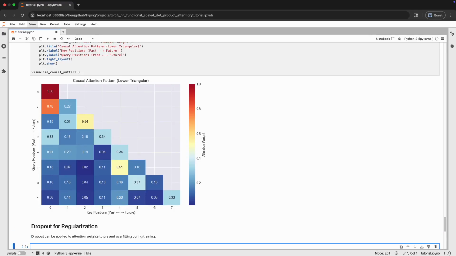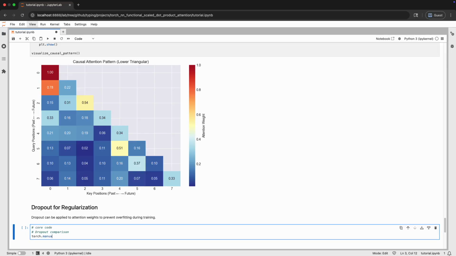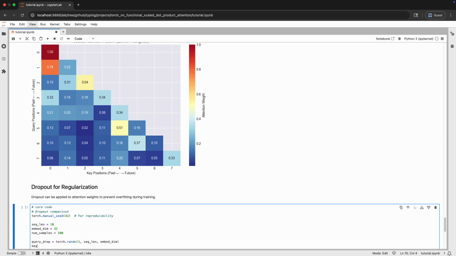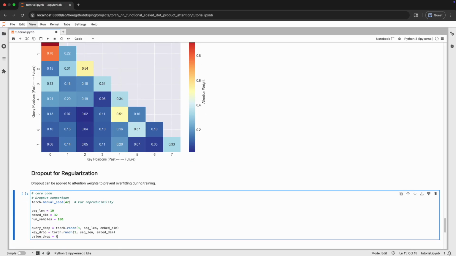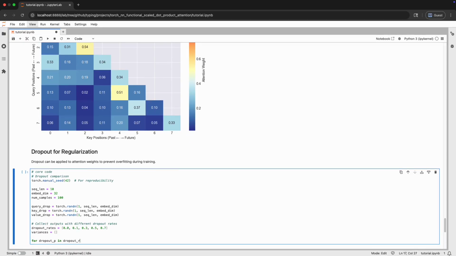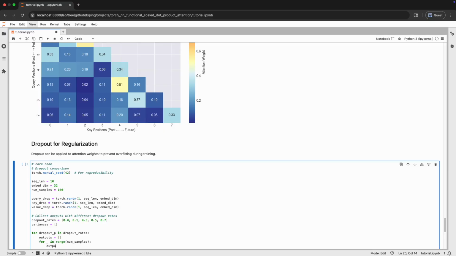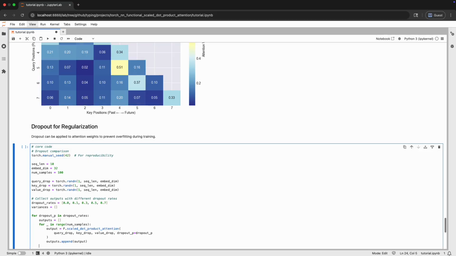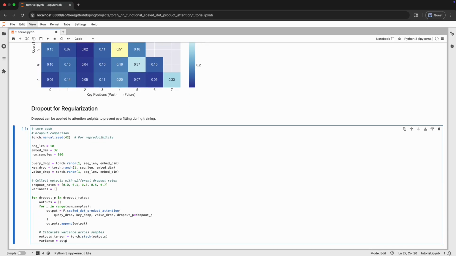Dropout is an important regularization technique that can be applied to attention weights during training. Let's see how it affects the output variance. I'm testing different dropout rates from 0 to 0.7 and measuring how they affect output variance. With no dropout, the output is deterministic. As we increase dropout probability, we randomly zero out attention weights, which increases the variance of our outputs. This randomness helps prevent overfitting during training.